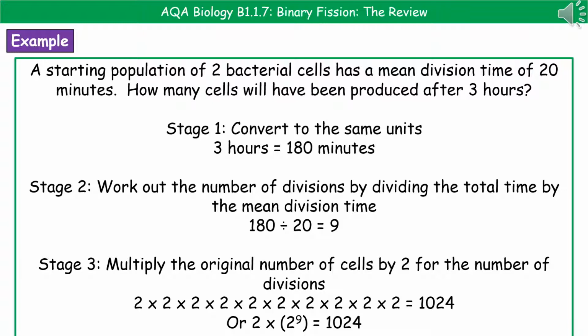A starting population of 2 bacterial cells has a mean division time of 20 minutes. How many cells will have been produced after 3 hours? So there are 3 stages to work this out.